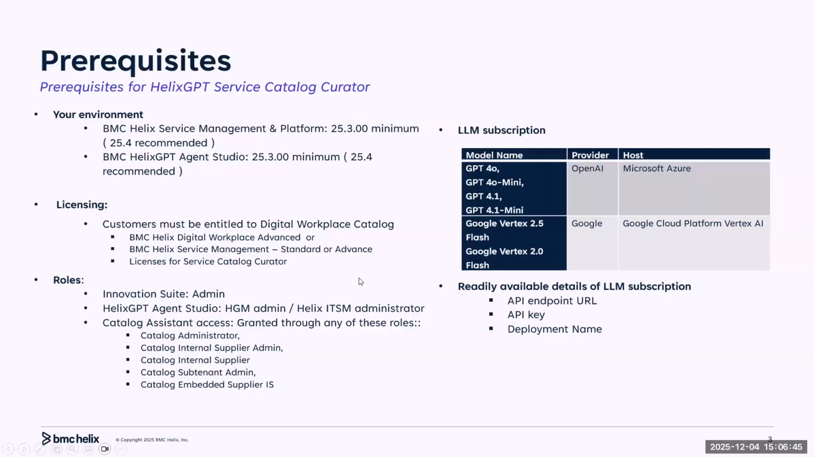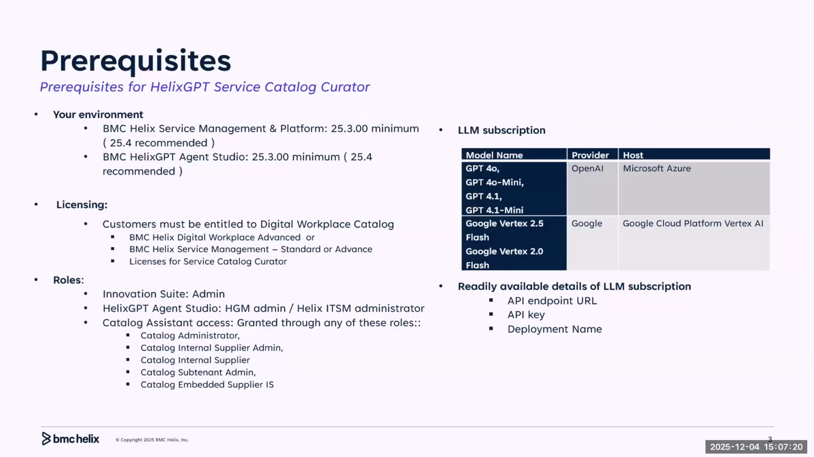Prerequisites. Here are the prerequisites to install Service Catalog Curator. Your environment should be on 25.3 minimum, but 25.4 is recommended. Every release will have more capabilities, not only in Service Catalog Curator, but also in the other agents, Employee Navigator and Service Collaborator. So our recommendation is to move to 25.4. The HelixGPT Agent Studio should be on the same version, 25.3 or 25.4.